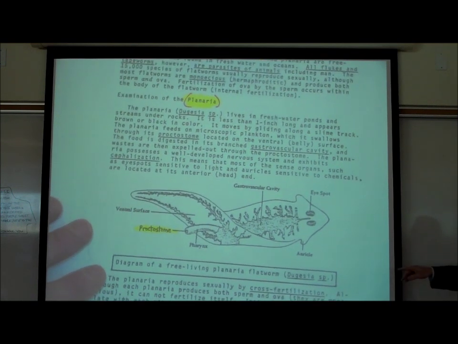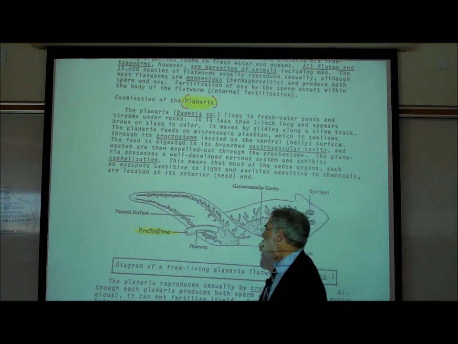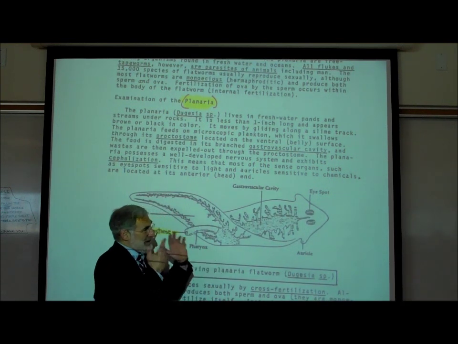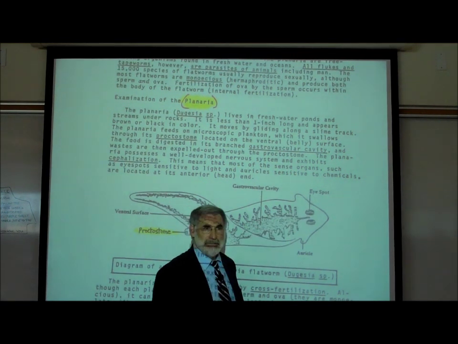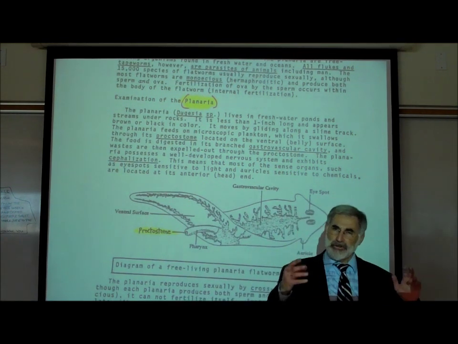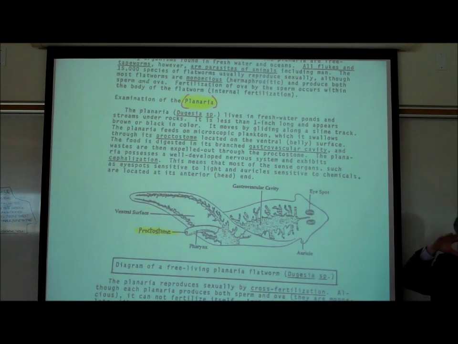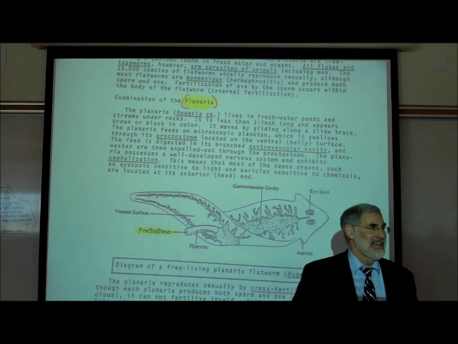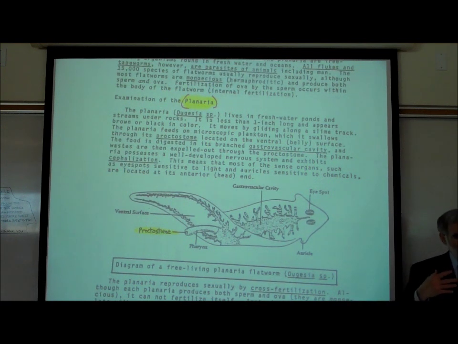This is a planaria, and it lives in lakes and streams, and it's most recognizable in that it looks cross-eyed. It doesn't really have true eyes. It has eye spots that are sensitive to light. So it can tell light from dark, that's it. It doesn't see the world the way we see the world with an image. It just can tell light from dark.